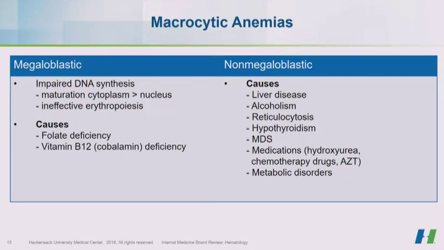Now, red blood cells can be big for other reasons that have nothing to do primarily with impairment of DNA synthesis. And there's a number of possibilities: liver disease, alcoholism. A lot of reticulocytes in the circulation make it macrocytic because these are larger, immature red blood cells. Hypothyroidism is something to think about if you go down your differential, especially in older patients with macrocytic hyperchromic indices. You always want to think about the possibility of myelodysplastic syndrome. There are also medications that lead to this picture and some metabolic disorders.